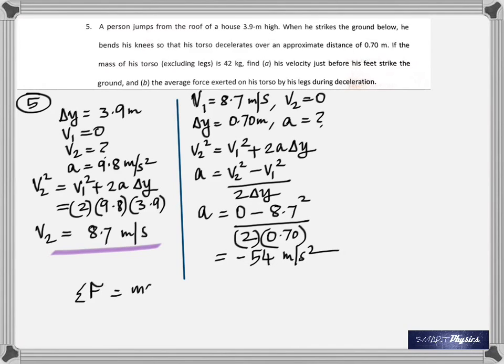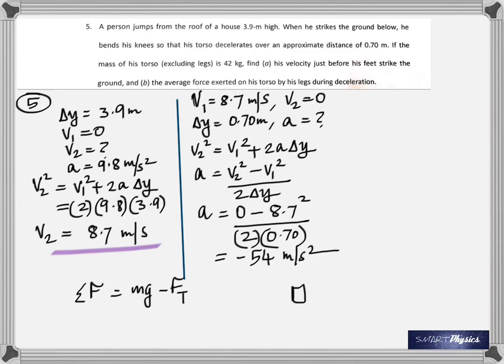Negative 54, and therefore net force, if at all you had got up to this part, still you would have missed the last part, probably. Now you have already seen it. In the last part, most of you would have gone by mass times acceleration, correct? Be honest.